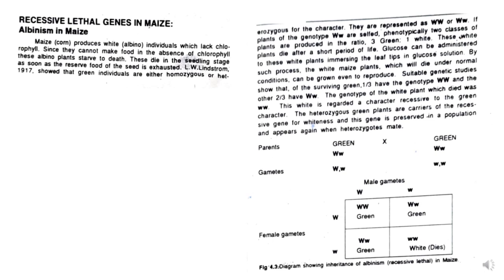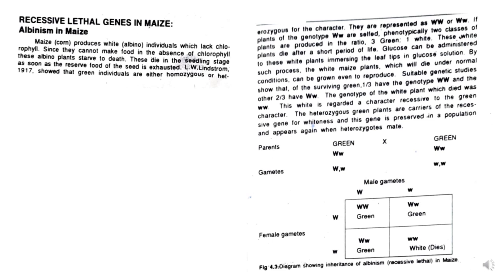So the second example is recessive lethal genes in maize. The first example we have taken is dominant lethal in mice, and this is recessive lethal genes in maize, which is also called albinism in maize. Maize, which is corn, produces white, which is albino individuals which lack chlorophyll, and since they cannot make food in the absence of chlorophyll, these albino plants starve to death.